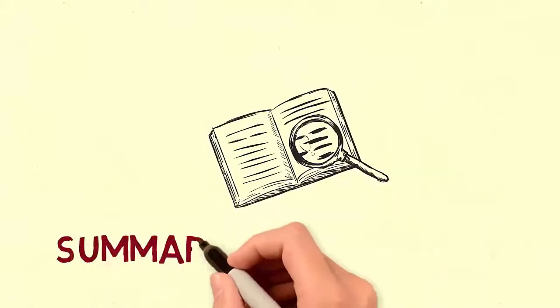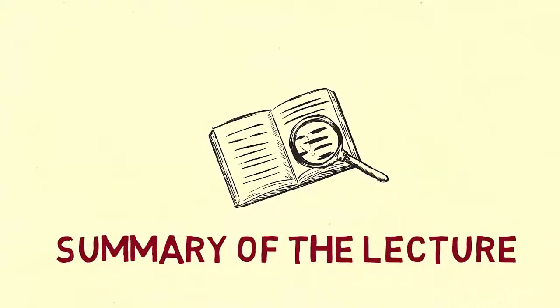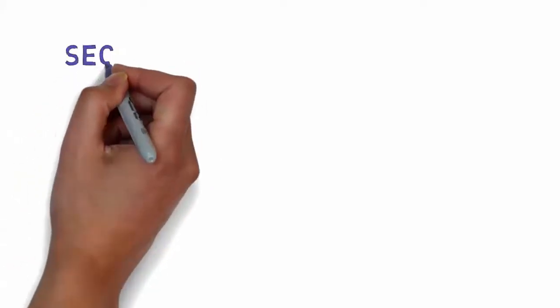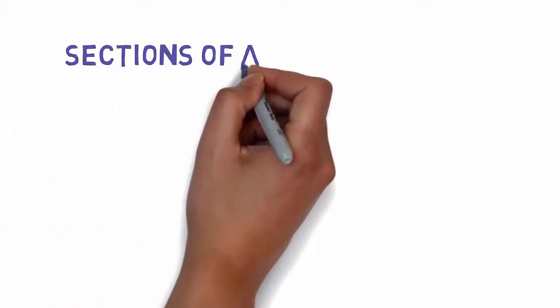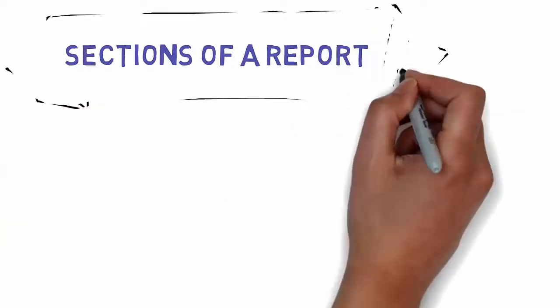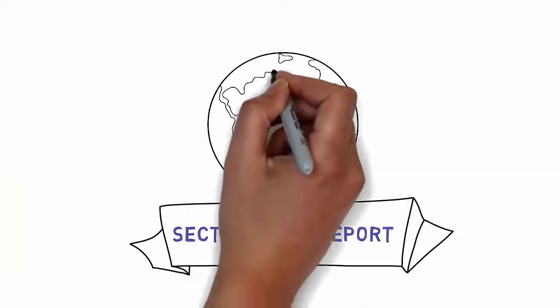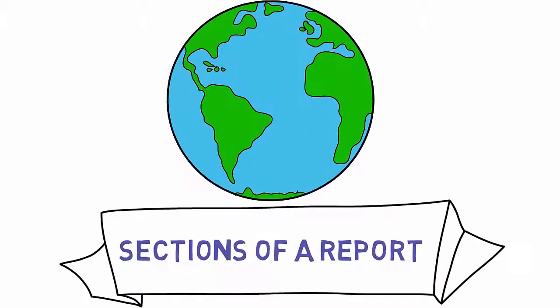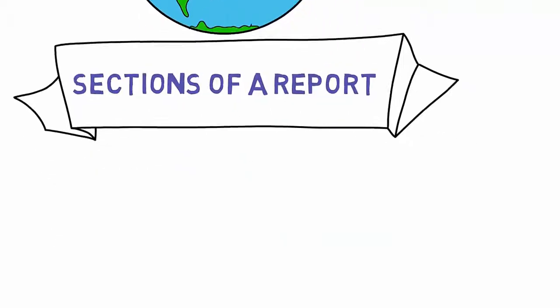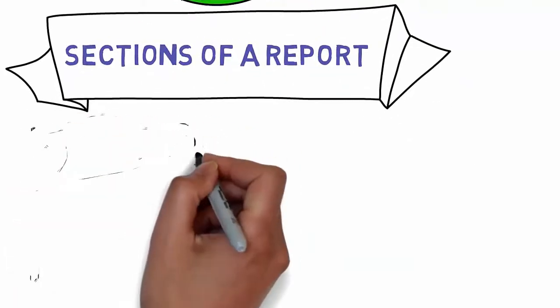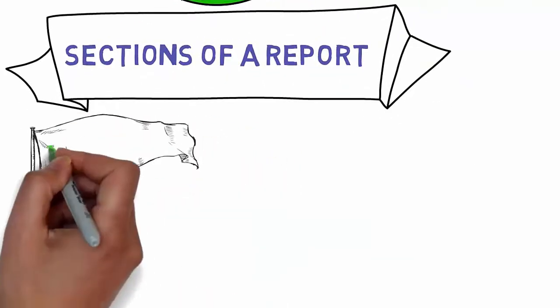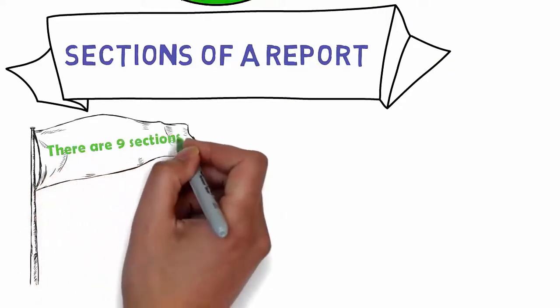Let's have a quick overview of what you have studied today. In today's lecture, you have learned the different sections of a report in detail. In terms of the organization of your report, you are supposed to prepare different sections and subsections of a report. There are 9 different sections of your report.